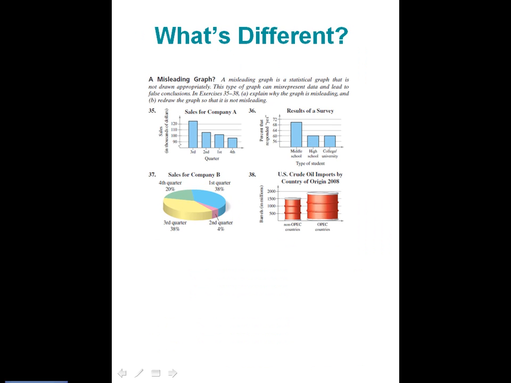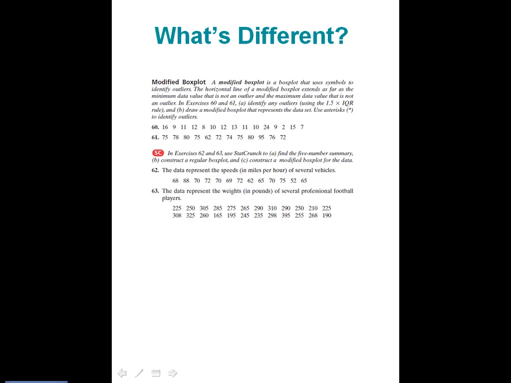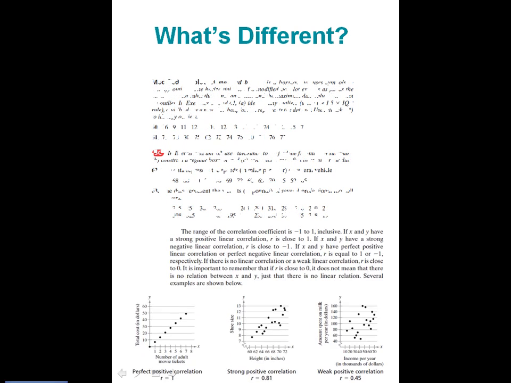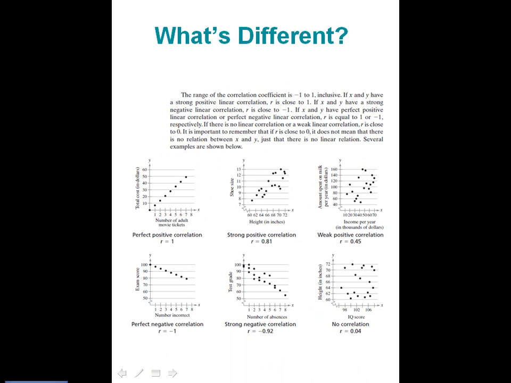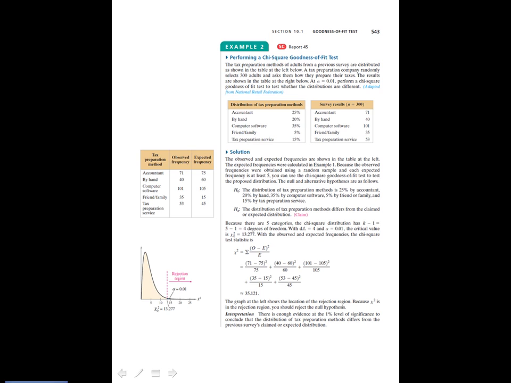For the 5th edition, we changed Section 2.2 to include misleading graphs. Section 2.5 now defines the modified box plot, and Section 9.1 defines perfect positive and negative linear correlations. There are more than 210 examples in this edition. About 50% of these examples are new or revised. New to this edition are over 50 StatCrunch examples. These examples include step-by-step instructions for using the online statistics software StatCrunch.